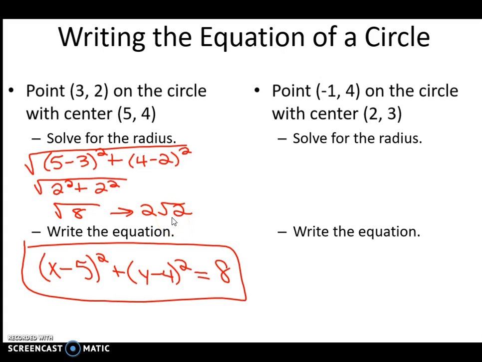So if you want to write the equation, you're going to write (x minus 5) squared plus (y minus 4) squared, because I'm just using the center in the equation. And then the radius is radical 8. What is radical 8 squared? Because r squared is in this spot. Radical 8 times radical 8 is just 8, and you can actually do that on the calculator and it will give you 8.